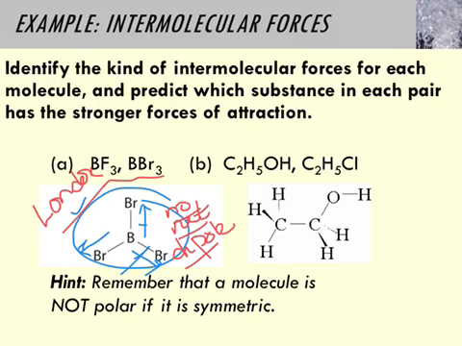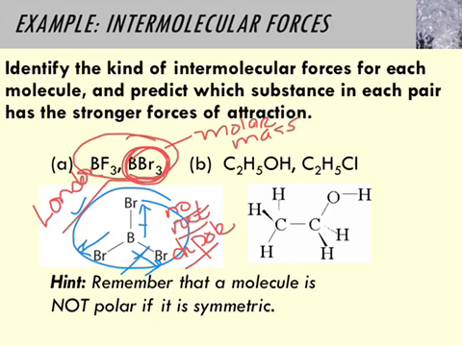Same holds true for either one of these. So if they only have London dispersion forces, then which of them would be stronger? If you're talking about London dispersion, what is a factor that makes one molecule a stronger London dispersion than another? It's the molar mass. So which of these has a higher molar mass? The one containing bromine. Okay, so that's the stronger intermolecular forces in question A. Let's look at question B.